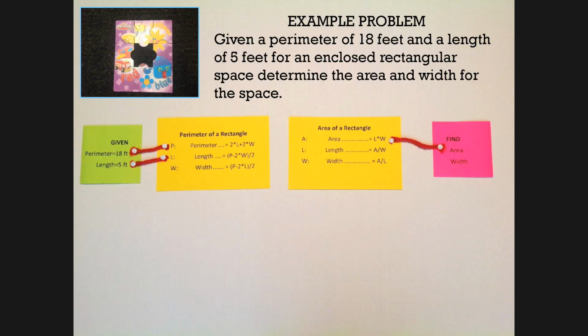Well, the edge pieces, our perimeter relationship, that hooks up very nicely to our givens. We were given a perimeter and a length. It has 3 variables. We can connect those 2. And if we look at our find, we're being requested to find an area, so there is an area equation we can use, so we put that over here.